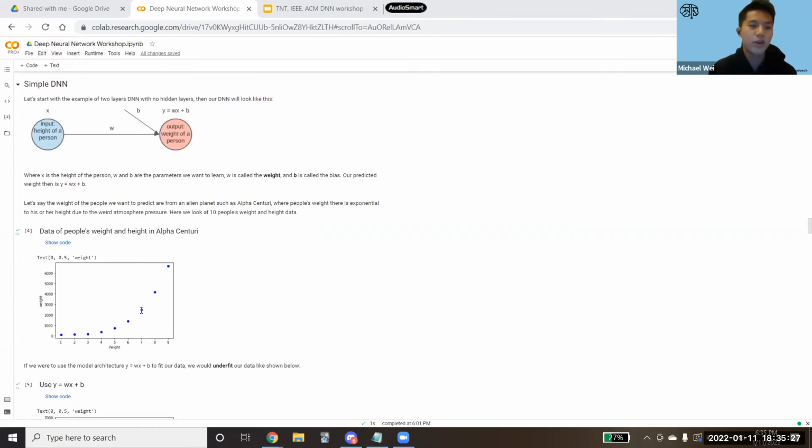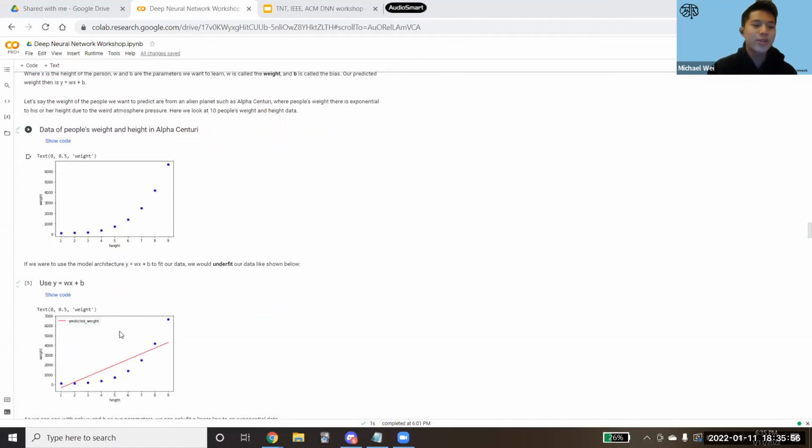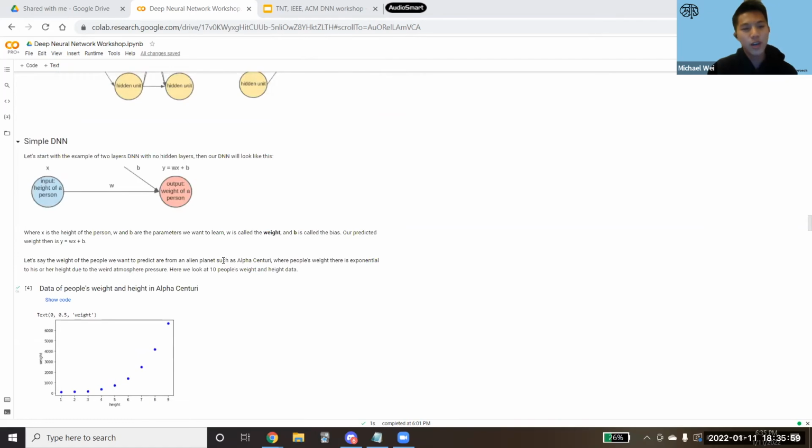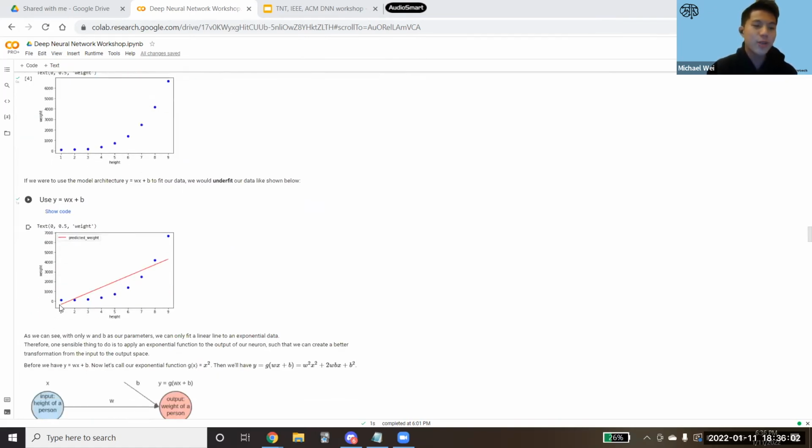So now let's have a scenario. Let's say the weights of people we want to predict are from an alien planet, such as Alpha Centauri, where people's weight is exponential to their height due to the weird atmospheric pressure on the alien planet. Here, let's look at 10 people's weight and height data. We have 10 data points, and very clearly we see an exponential relationship between height and weight. So what if we use a model architecture like the one shown here, y = wx + b? We're trying to fit exponential data with a very simple, bare-bones linear model, and as we can see, it's a very poor fit to our data set.